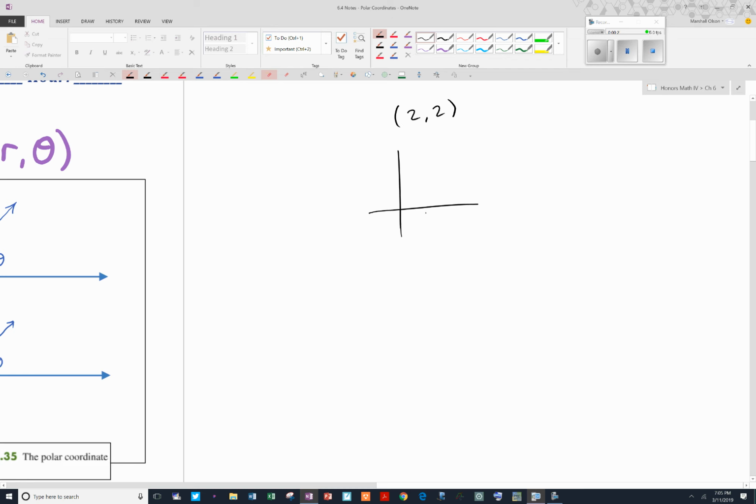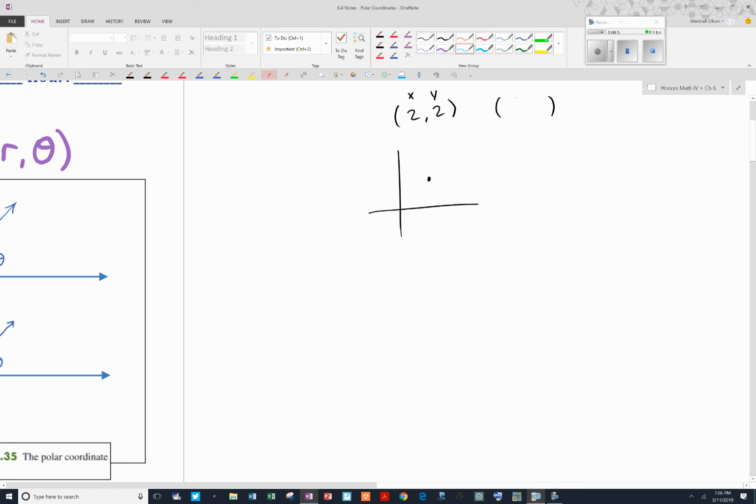If I were to ask you to graph the point (2, 2) in our rectangular coordinate system, or the Cartesian coordinate system, immediately you think, I've got to go 2 to the right and 2 up, because x and y tell us what our horizontal movement is and what our vertical movement is. So you go right 2, up 2, you'd have that point, and that would be it. We're going to talk about what that point would be in the polar coordinate system.